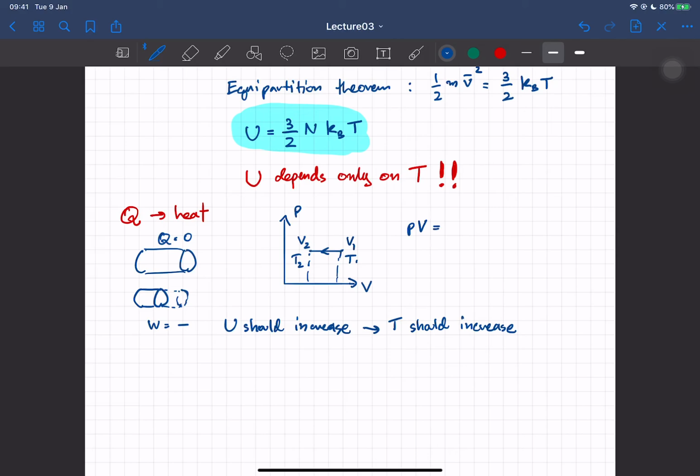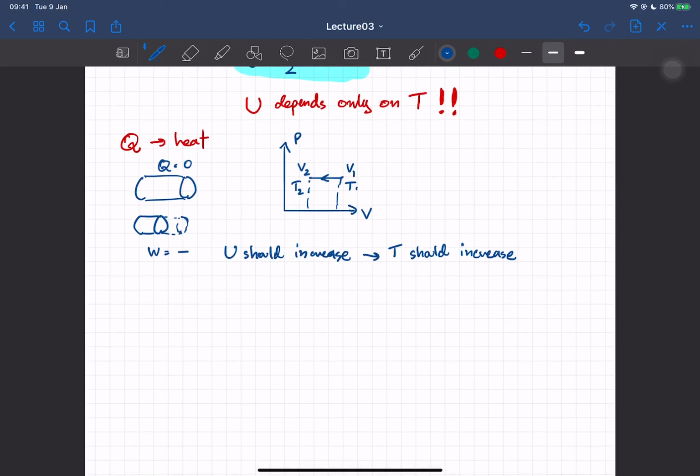But if you remember PV equals nRT, right? So if you compress the gas, then T should increase, right? So then I can write something like this. Delta U is actually equal to minus W. Because when you compress the gas, T should increase.